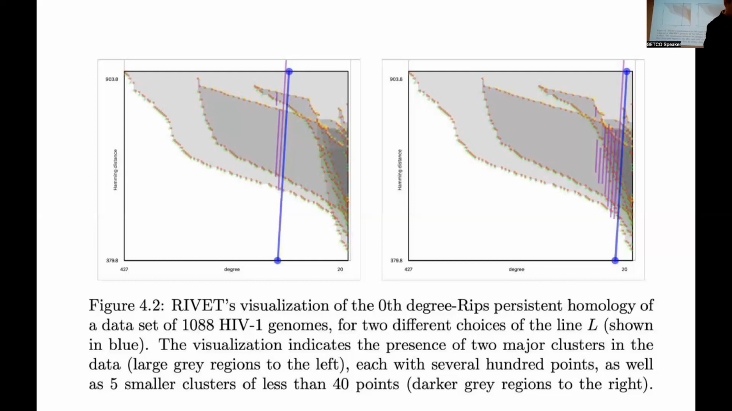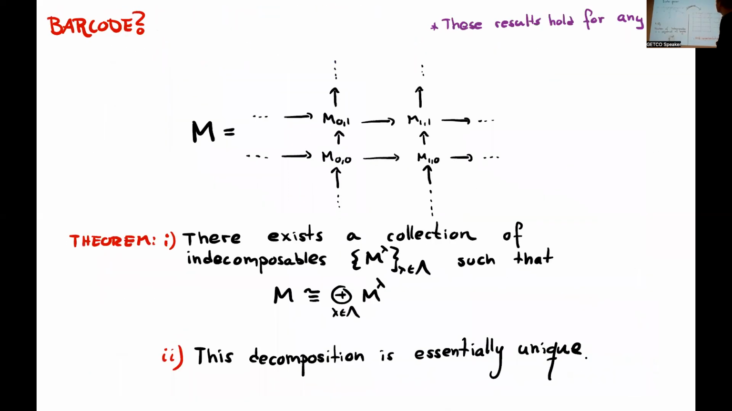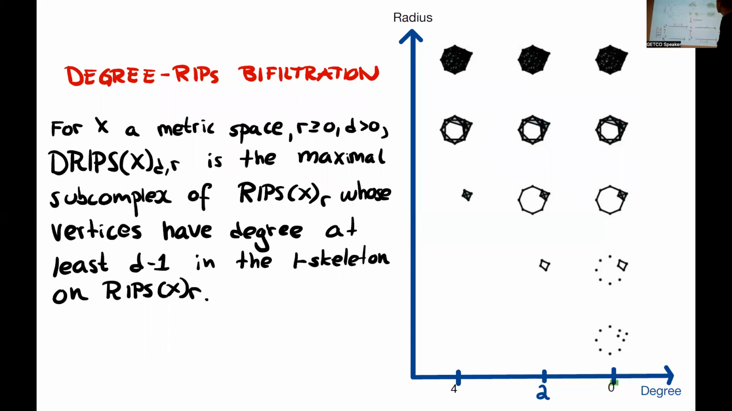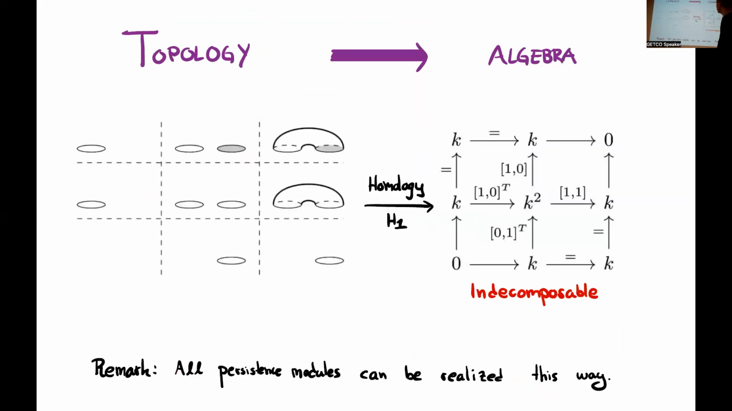So the output is, well, of course the output would be equivalent to something like this to the right here. So yeah, the vector space and linear maps.